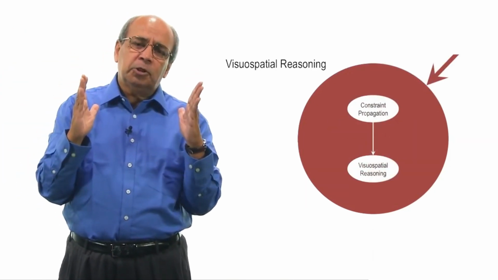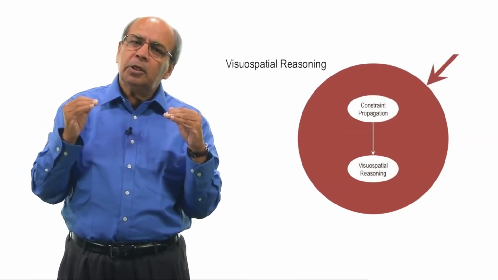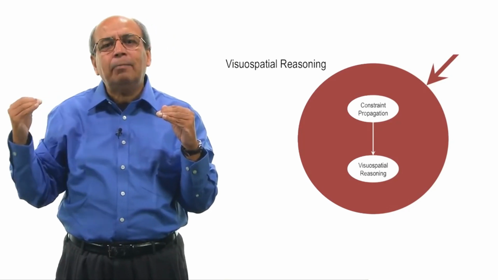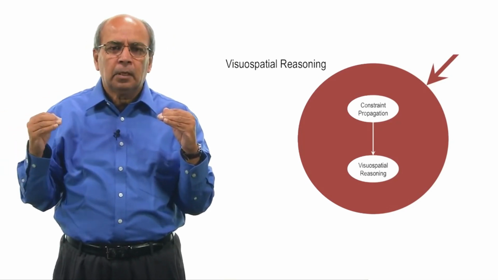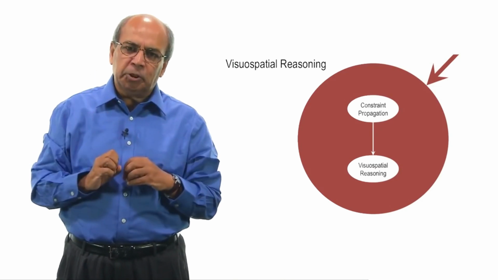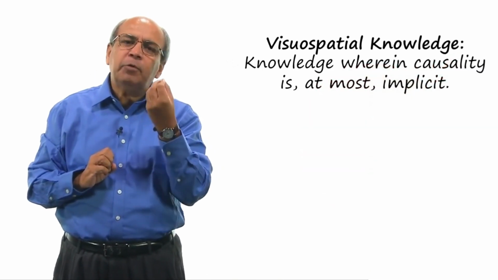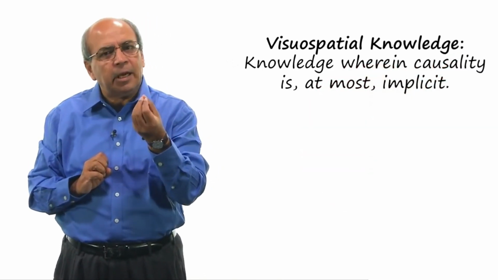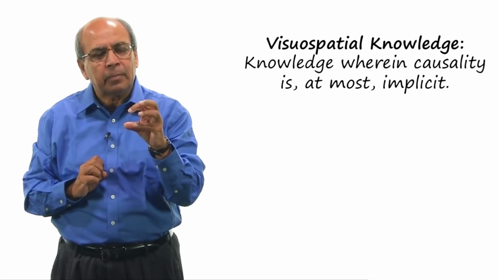We have come across visual-spatial reasoning a little bit when we use constraint propagation to do line labeling in 2D images. One way of defining visual-spatial knowledge is to say that in visual-spatial knowledge, causality is at most implicit.